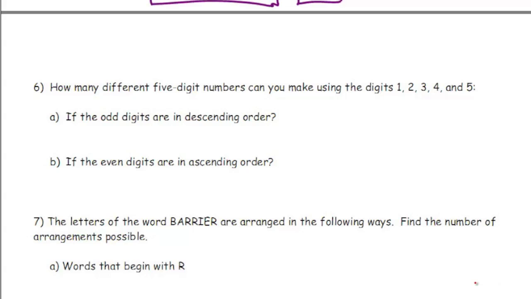Question 6 is really just an extension of the rule we've been using. We have to kind of play with the words that we're using a bit. So let's take a look. How many different 5-digit numbers can you make using the digits 1, 2, 3, 4, and 5 if the odd digits are in descending order?